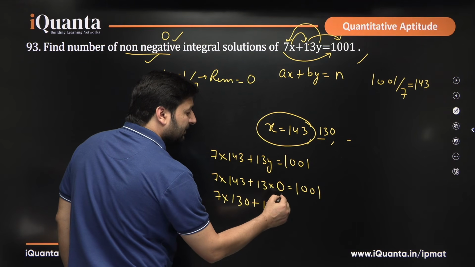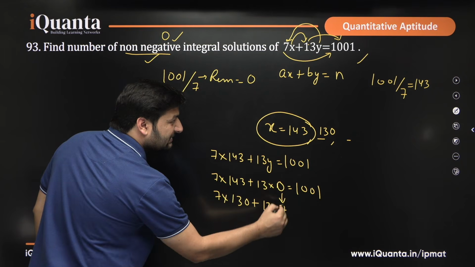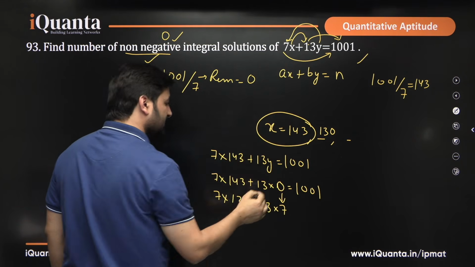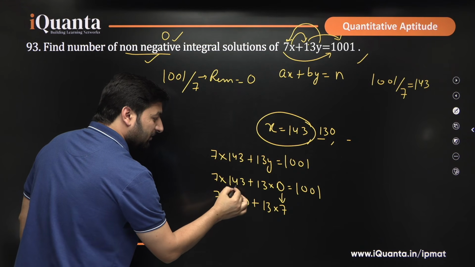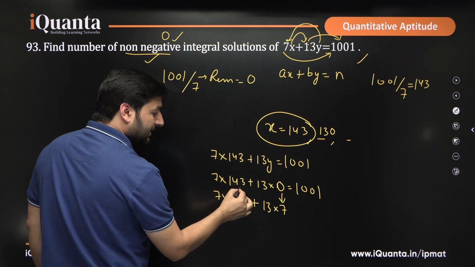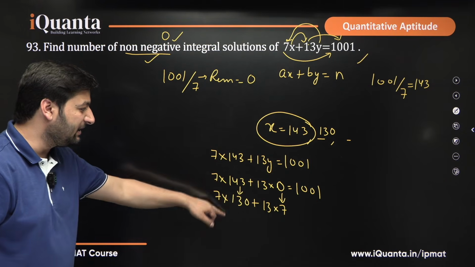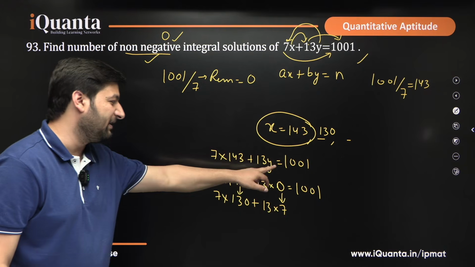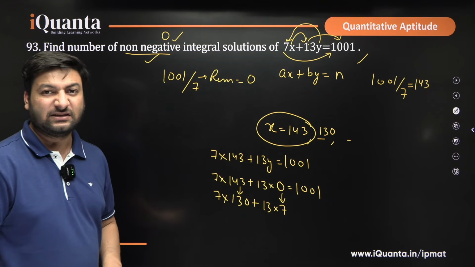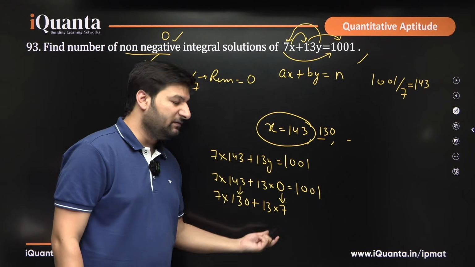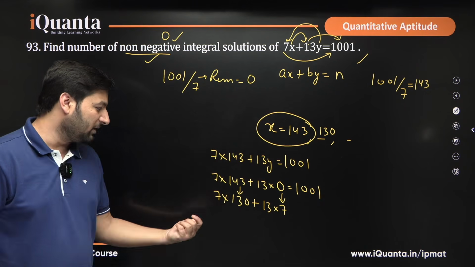What do you see? The values of y that we have are increasing by 7, and 7 is the coefficient of x. And here the value of x is present at a gap of 13. They are decreasing while the value of y is increasing. The value of y is increasing, the value of x is decreasing. So 100% this happens. One variable decreases while the other increases.